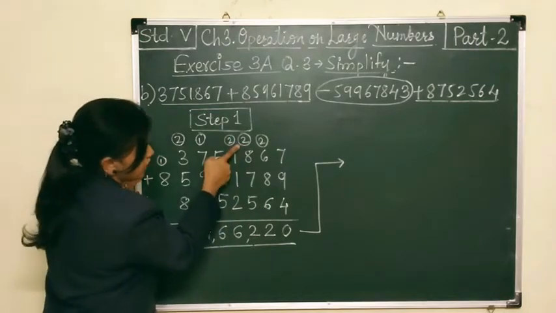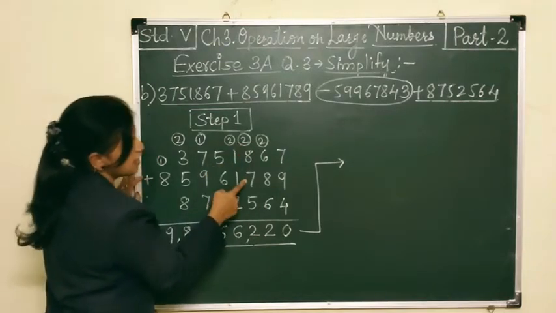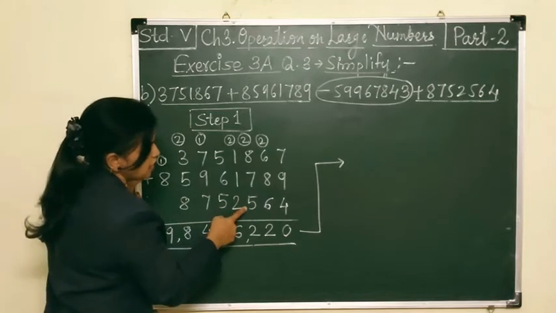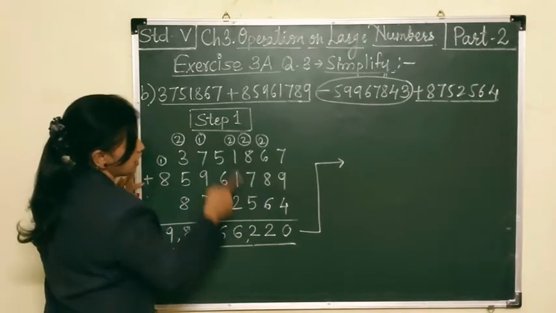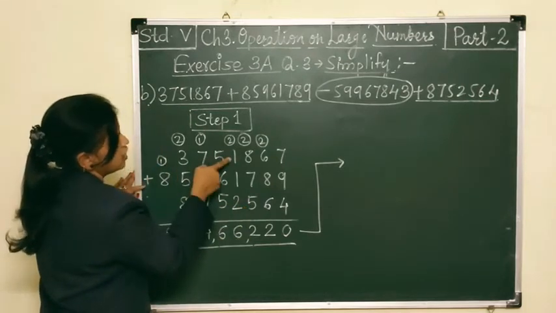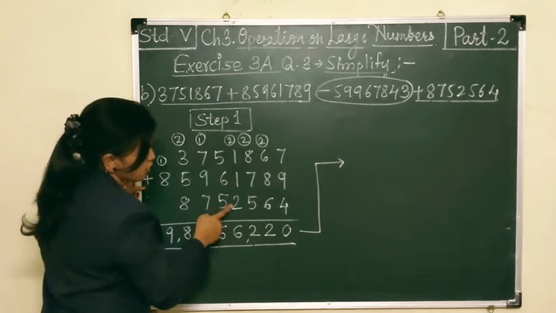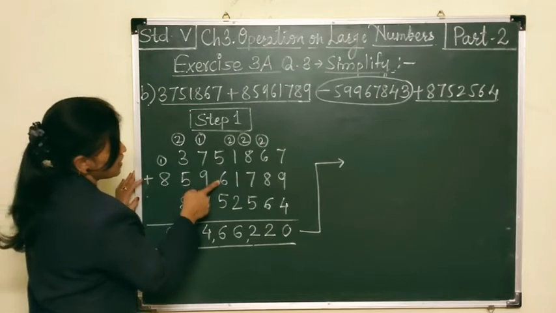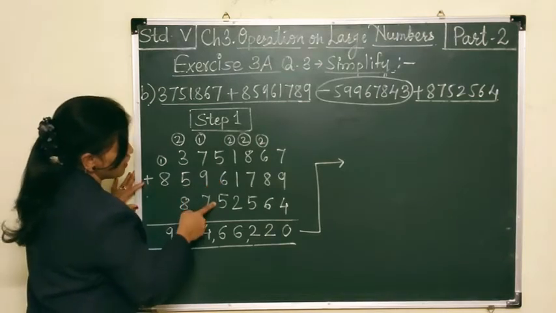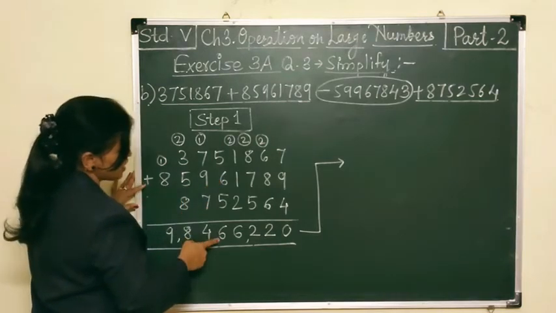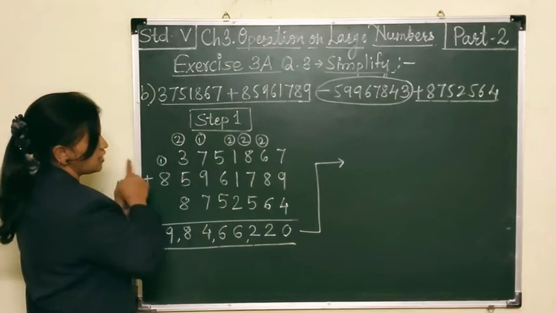8 plus 2, 10. 10 plus 7, 17. 17 plus 5, that is 22. 2 is written down, again 2 is carried over here. 2 plus 1, 3. 3 plus 1, 4. 4 plus 2, 6. 5 plus 6, 11. 11 plus 5, 16. 6 is taken down and 1 is written up.